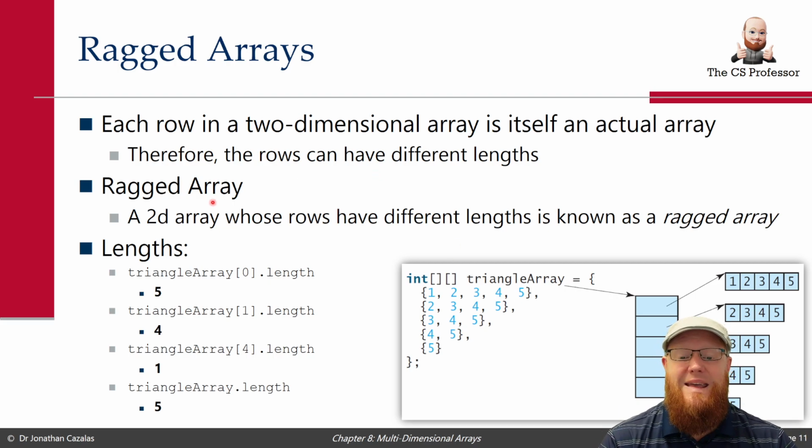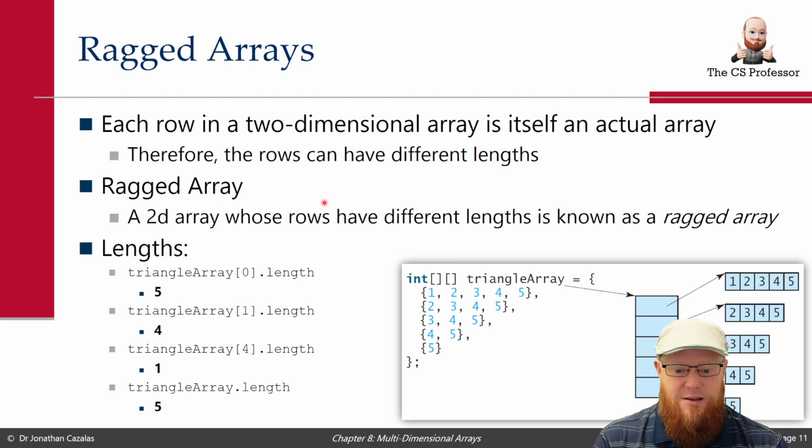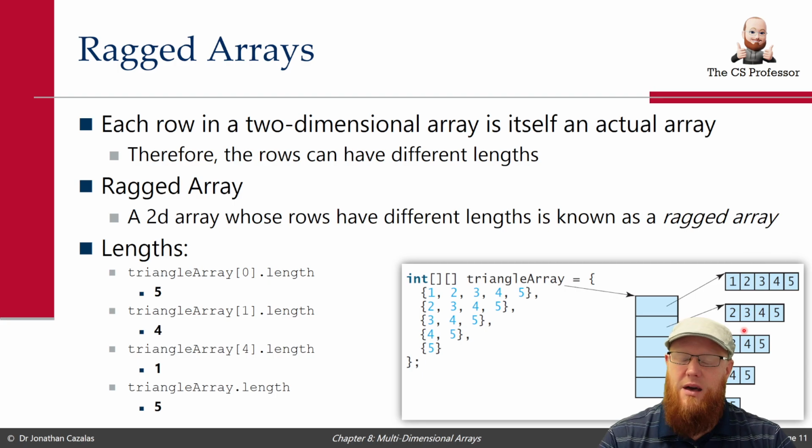Now, because each index of that one-dimensional array of rows is really pointing to its own one-dimensional array of values, what that means is we can actually get different sizes for each of those one-dimensional arrays of values. Again, not common, but it's something that we can be aware of. This is called a ragged array.